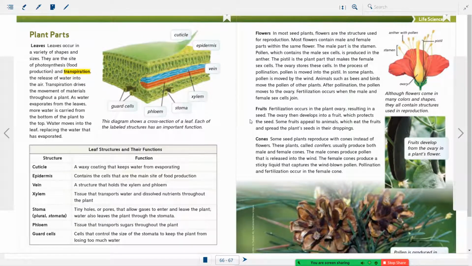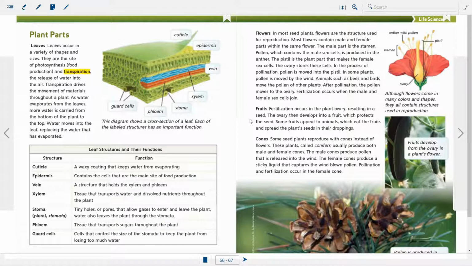Flowers. In most seed plants, flowers are the structures used for reproduction. Most flowers contain male and female parts within the same flower. The male part is the stamen. Pollen, which contains the male sex cells, is produced in the anther. The pistil is the plant part that makes the female sex cells. The ovary stores these cells. In the process of pollination, pollen is moved into the pistil. In some plants, pollen is moved by the wind. Animals such as bees and birds move the pollen of other plants. After pollination, the pollen moves to the ovary.